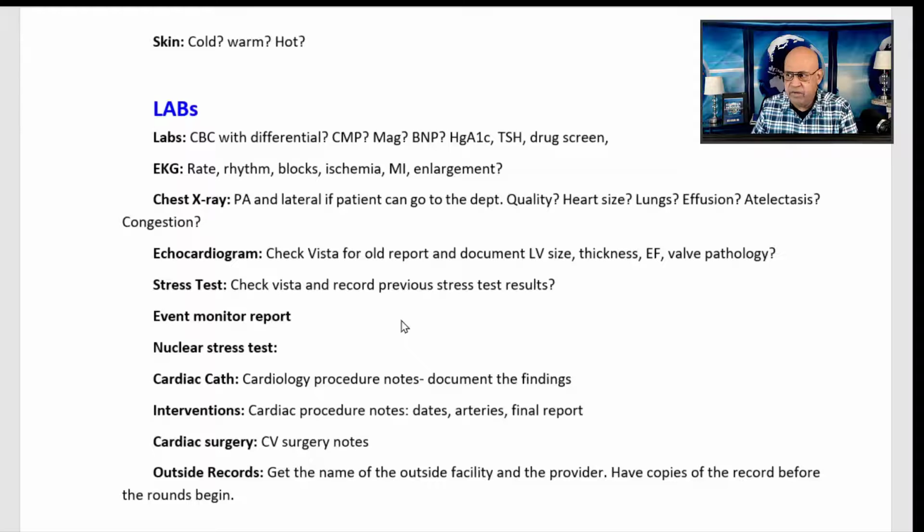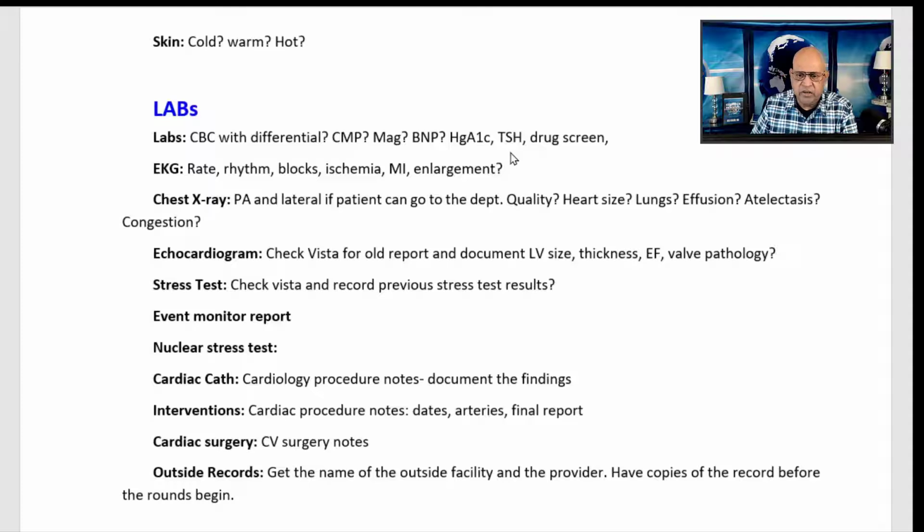Let's look at some of the lab studies we focus upon. We, of course, look at the CBC count to look for any evidence of infection or anemia. We look at the CMP to look for electrolytes, magnesium. Magnesium is very important. Potassium, magnesium, BNP. Diabetes is important. As we said, diabetes is a risk factor, so what is the hemoglobin A1C? Has that been stable? Has that been going up?